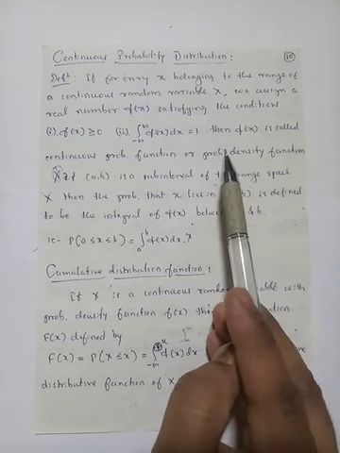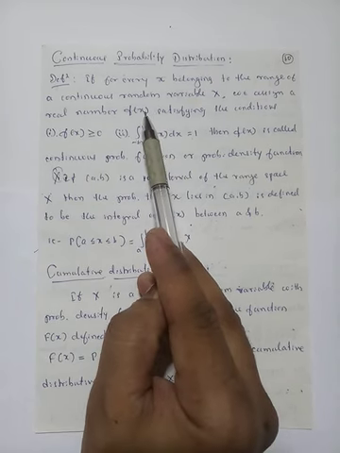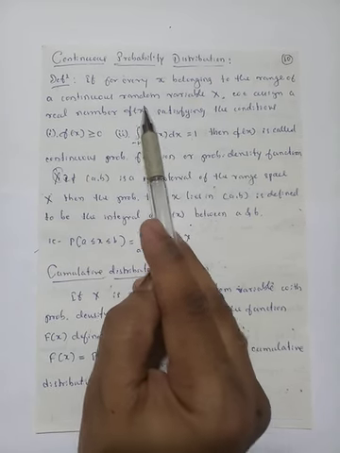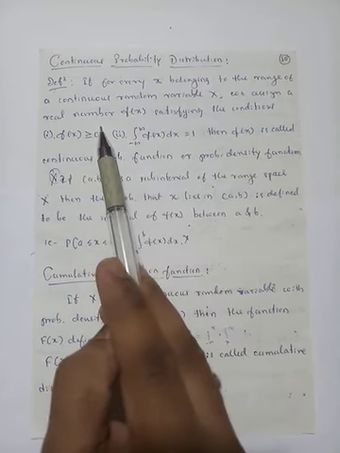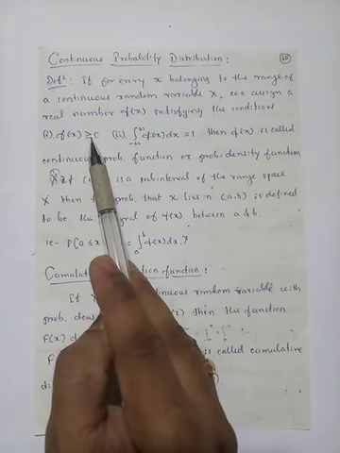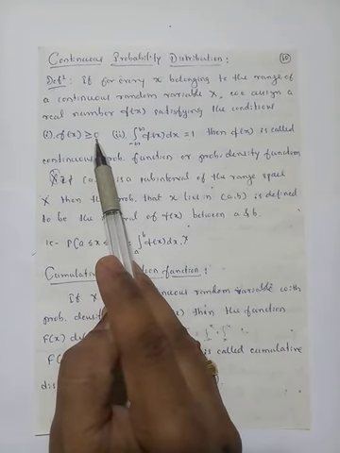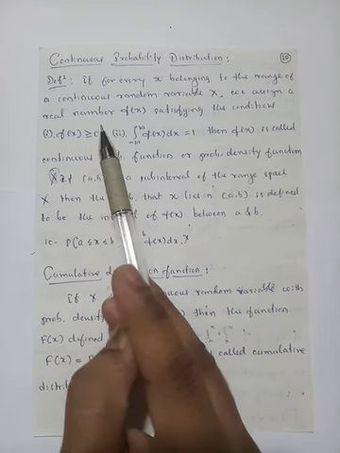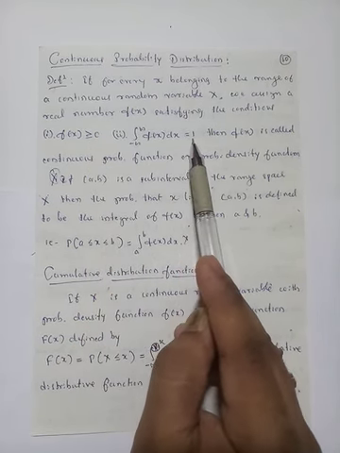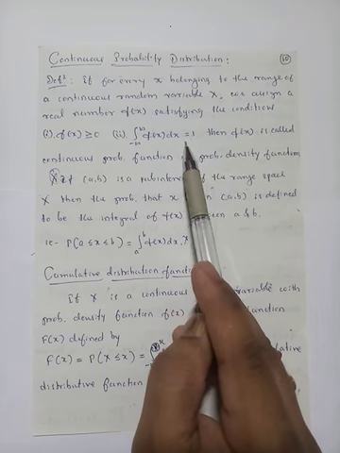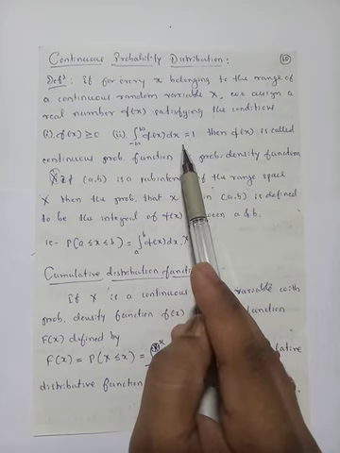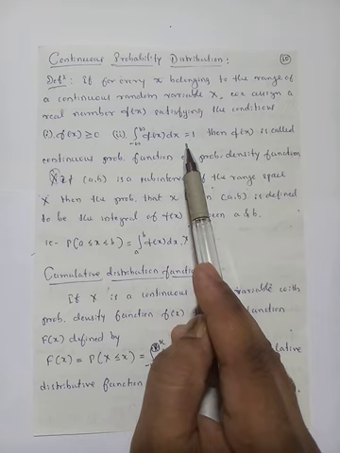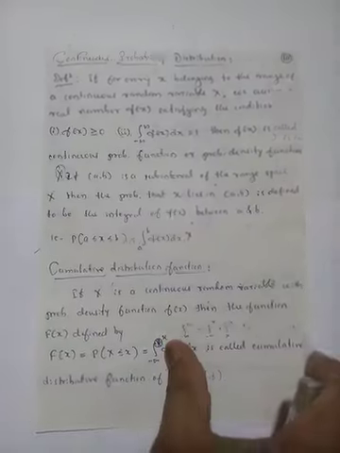For any given continuous random variable, that function f of x must be greater than or equal to 0. Each value must be either equal to 0 or greater than 0. It should not be negative, and again the value of the integral must be 1. So this is the definition of the continuous probability distribution.